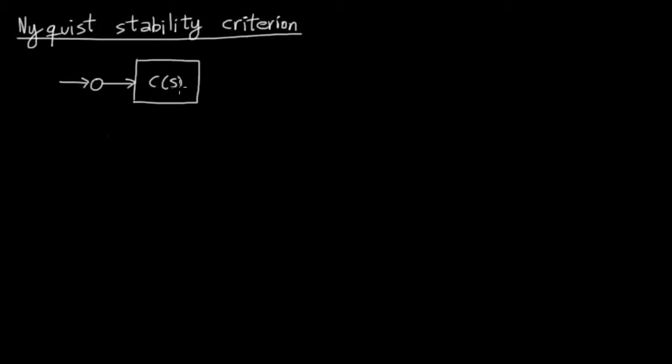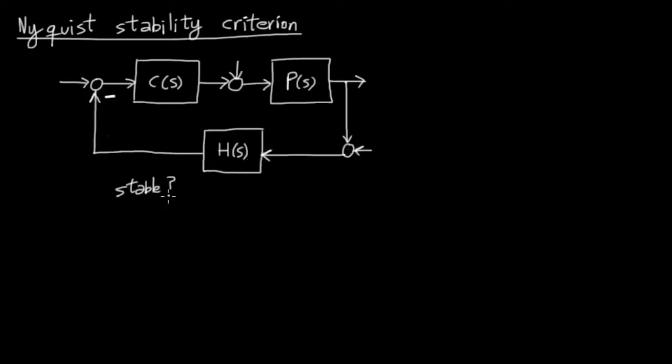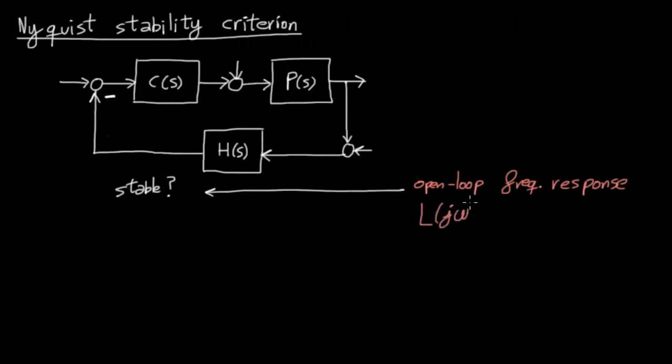The Nyquist stability criterion is a graphical test to determine the stability of a closed-loop system based on its open-loop frequency response. Remember that by open-loop frequency response, I mean L of j omega, that is, the multiplication of the frequency responses of all the elements throughout the loop. In this case, L of s is equal to C of s, P of s, H of s, so the criterion will tell us whether this loop has unstable poles just by looking at C of j omega, P of j omega, H of j omega.